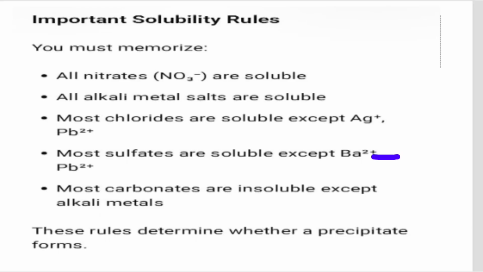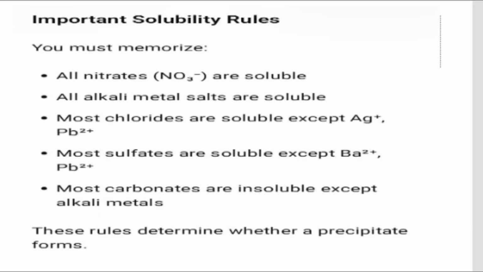Also, most chlorides are soluble except silver and lead. Whenever you see silver chloride, it's insoluble. Whenever you see lead chloride, it is what? Insoluble. Also, most carbonates are insoluble except alkali metals. So whenever you see a carbonate, just know that it is insoluble unless it is accompanied by an alkali metal. For example, potassium carbonate is soluble, sodium carbonate is soluble. Try to write these down somewhere, because they are very important and you should just memorize them.